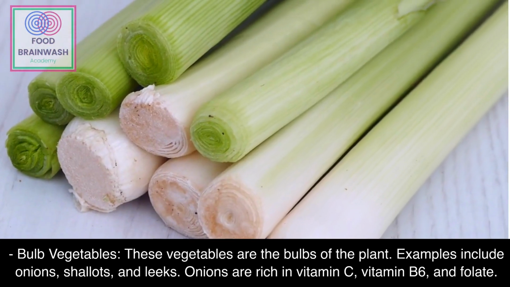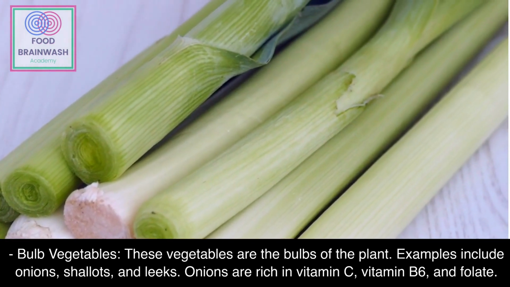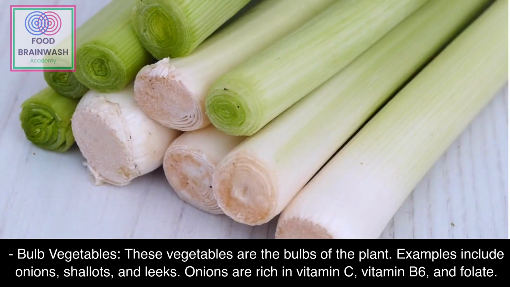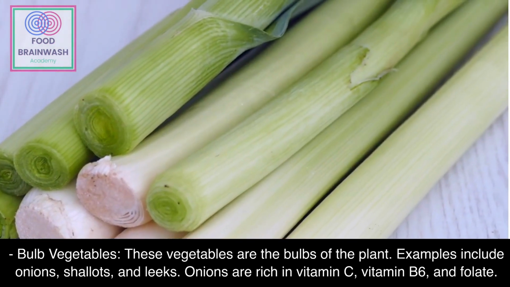Bulb vegetables. These vegetables are the bulbs of the plant. Examples include onions, shallots, and leeks. Onions are rich in vitamin C, vitamin B6, and folate.